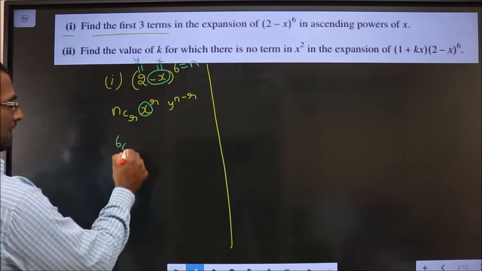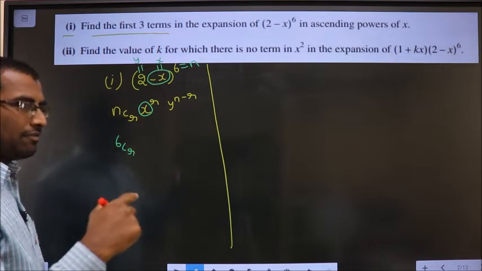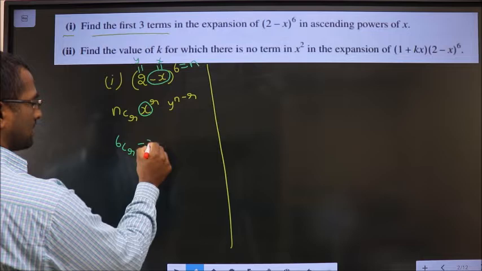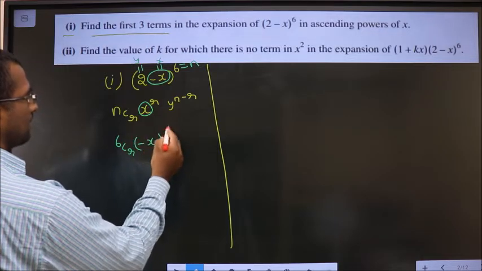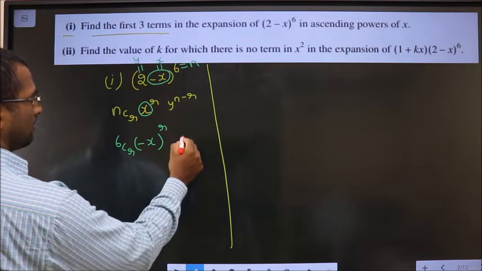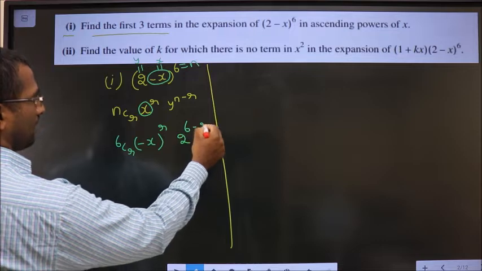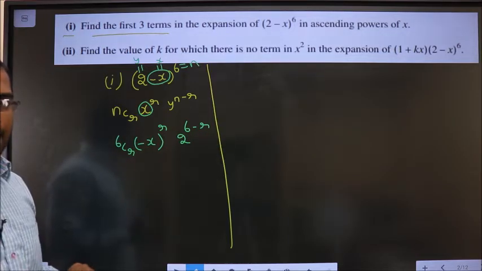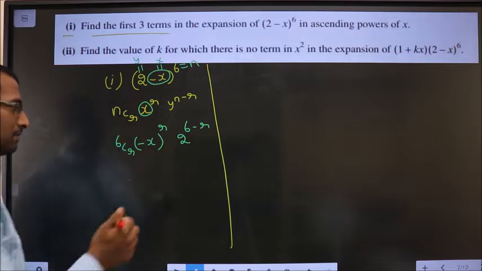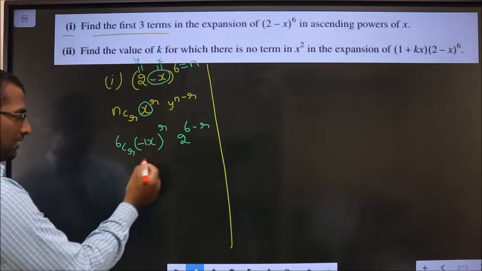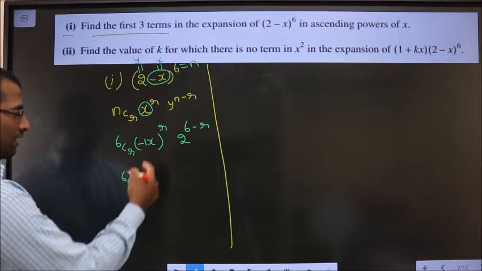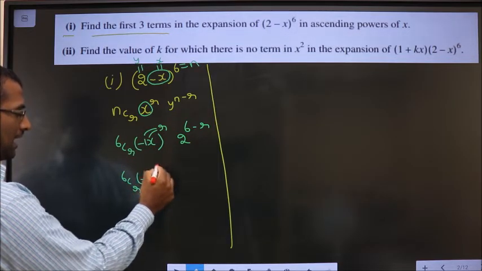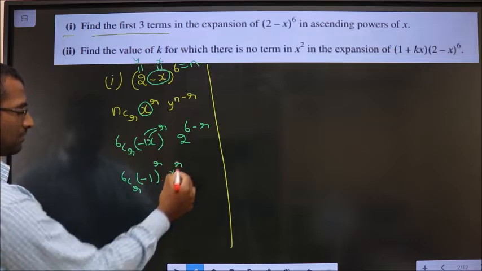So it will be 6Cr. r will remain like that only. In place of x, minus x power r. In place of y, 2. Now, simplify this to the maximum extent. And how do I simplify? See, let us say I take here minus 1. Apply the power to each, so it is minus 1 power r x power r.